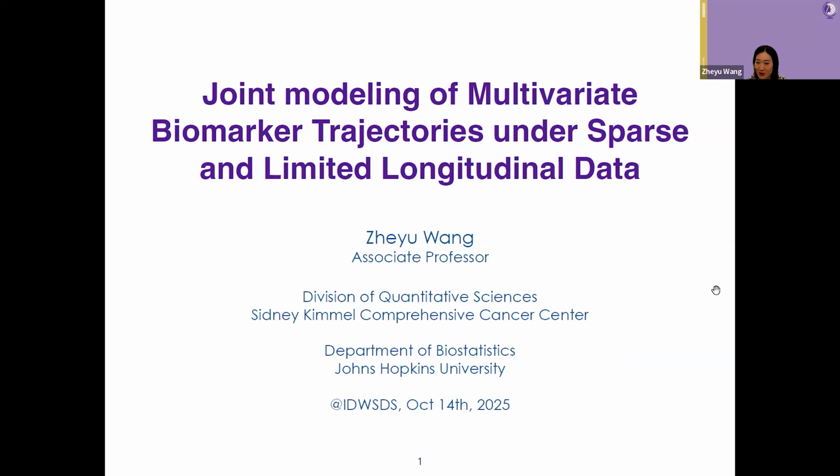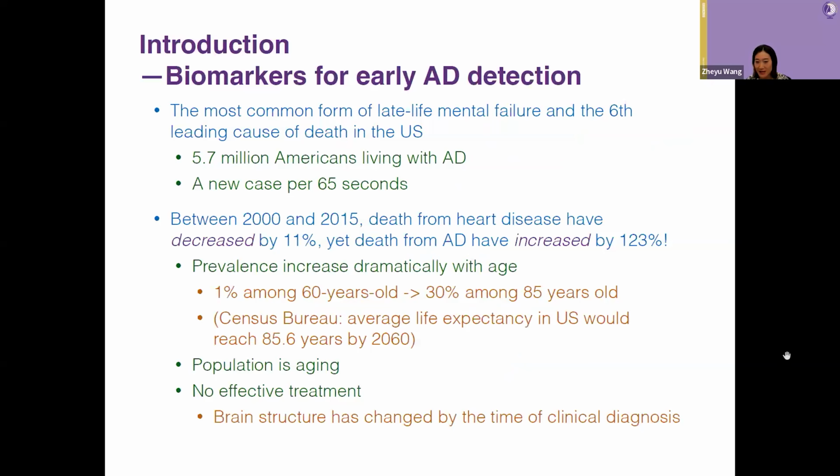So today I would like to talk about my work using joint models of multivariate biomarker trajectory to do AD prognosis, Alzheimer's disease prognosis. So as many of us know, Alzheimer's disease is the most common form of late life mental failure and the 6th leading cause of death in the US. We actually have one case every minute, so it's quite a big issue.